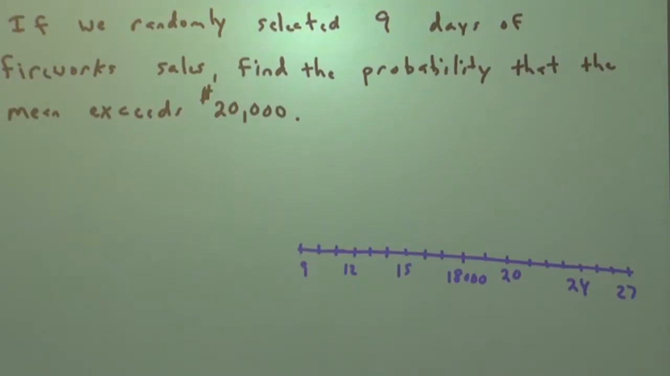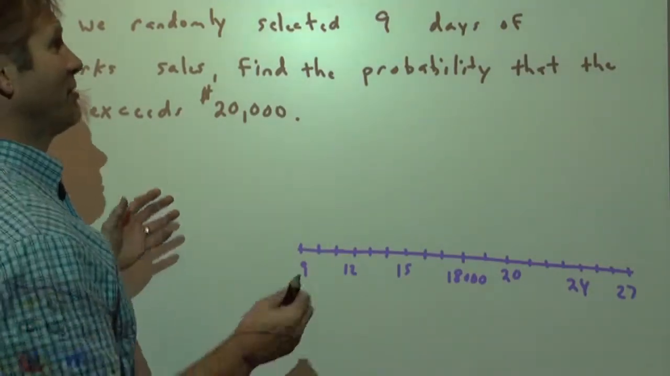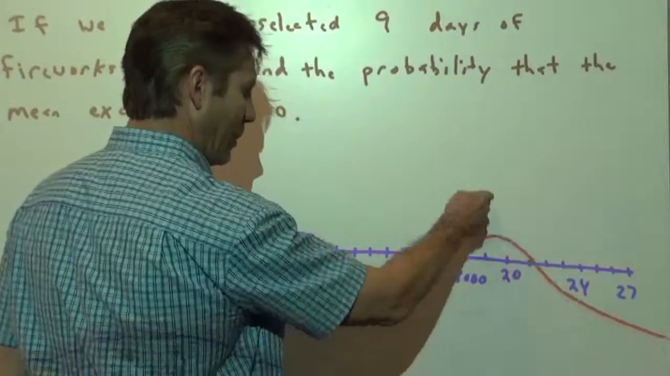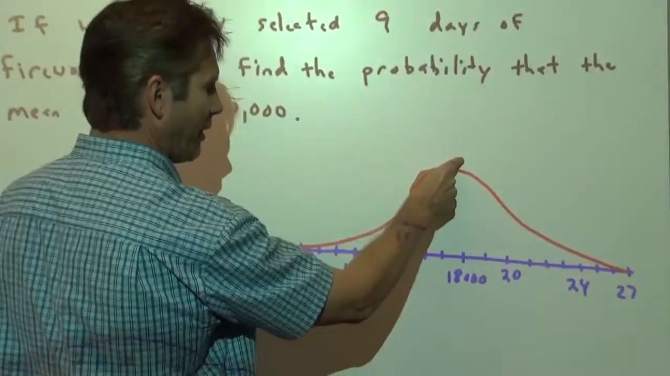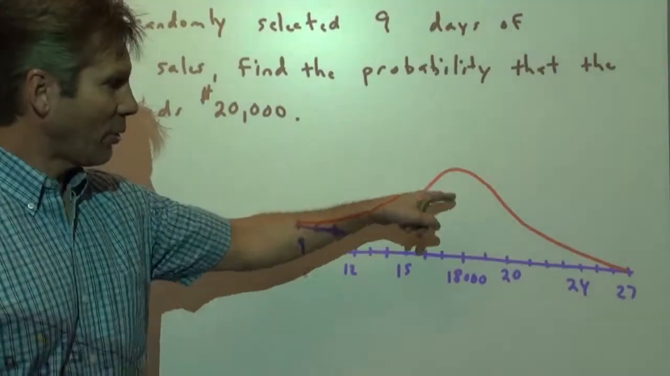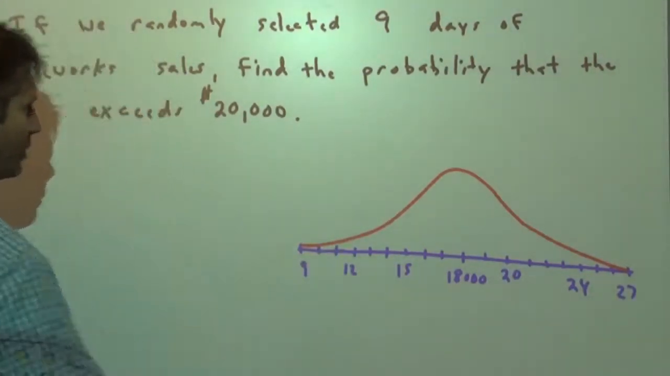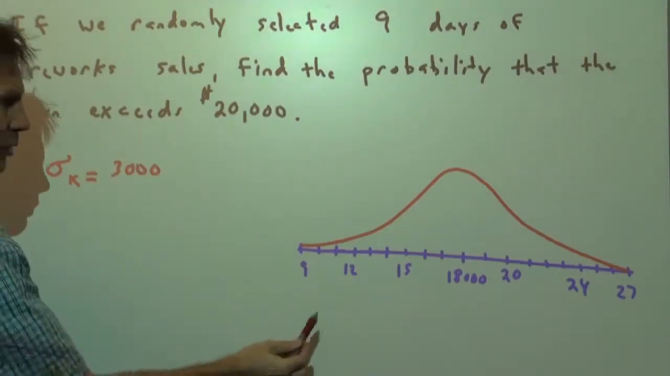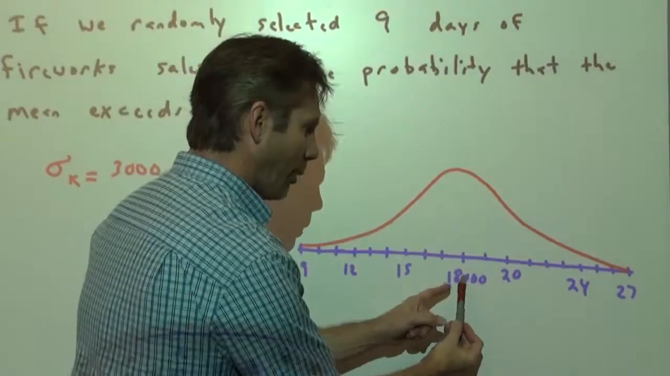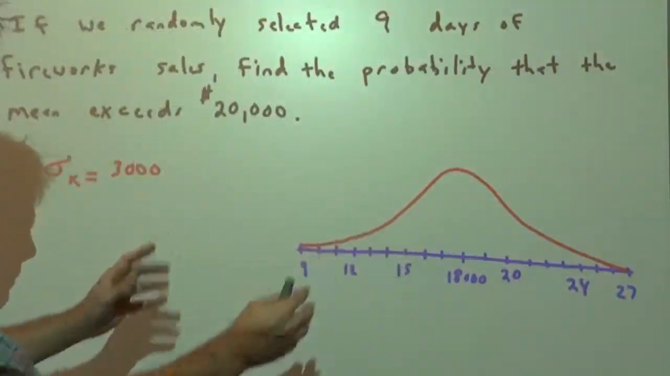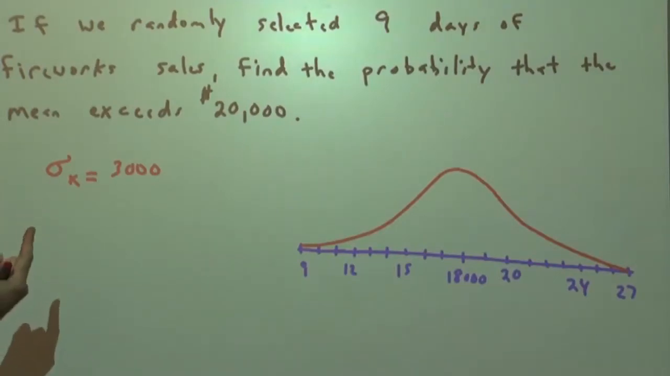So, let's take a random selection of 9 days of fireworks sales and find the probability that the mean exceeds 20,000. If we were only talking about 1 day at a time, and we wanted the probability that 1 day's revenue would exceed 20,000, we'd be going to this distribution. Remember, the original standard deviation for x was 3,000. So if we went from 18,000 and went up 3,000, 3,000 again, and another 3,000, then this is the distribution 1 day at a time.